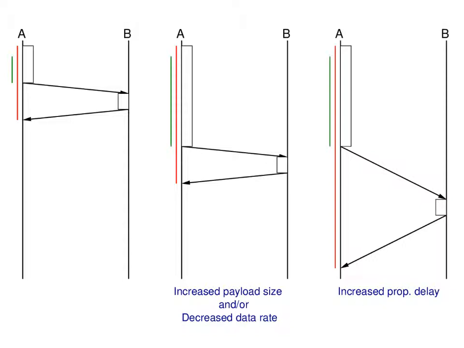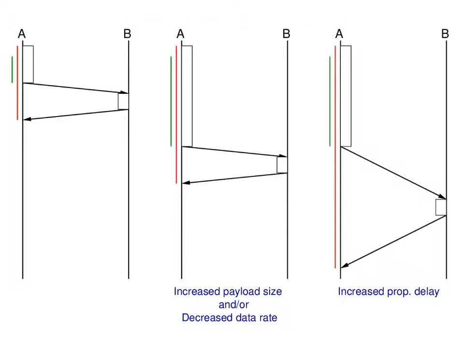I've tried to capture these trade-offs in this diagram. So focusing on just one exchange, these are a little bit back to front. Let's ignore the first diagram. What I've tried to do is just draw one exchange. Of course, we could continue and not worry about the numbers, but look at what happens when we change some of the values. So assuming the first case was this, where we transmit the data, propagate, ACK, propagate.